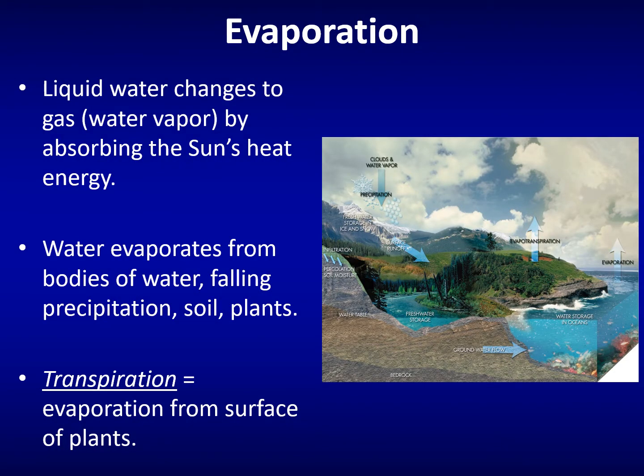Evaporation is the first one. The sun's energy enters the water molecules and creates a situation where the water molecules begin to move faster. They turn into a gas to form water vapor, and thus evaporation forms. Water evaporates from bodies of water, from falling precipitation. It evaporates from soil. If water evaporates from the surface of plants, they call that transpiration.